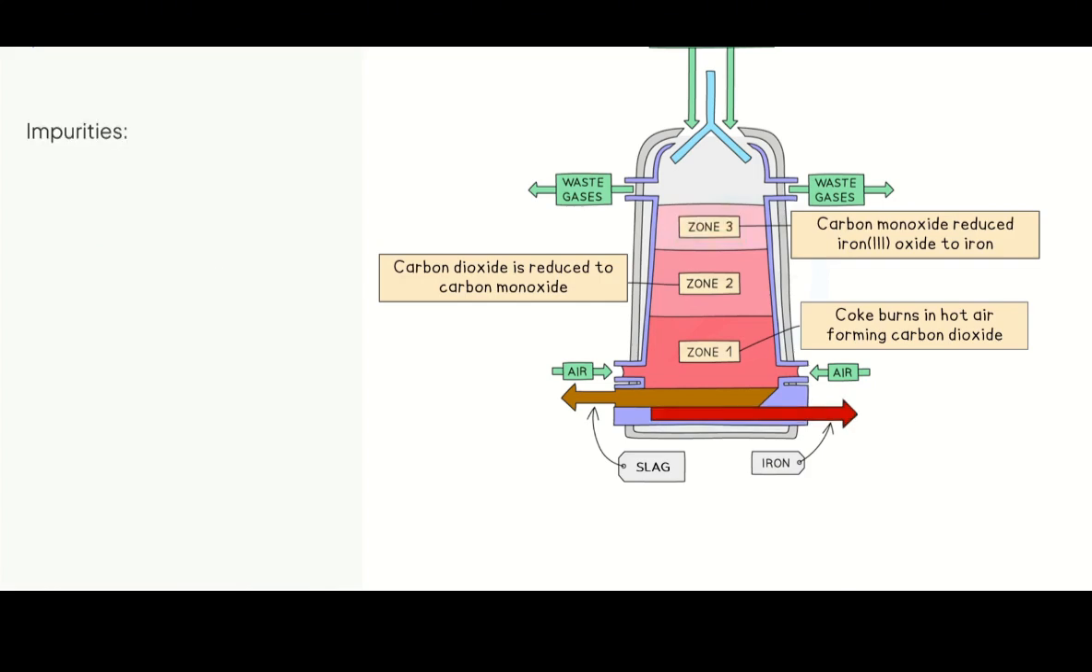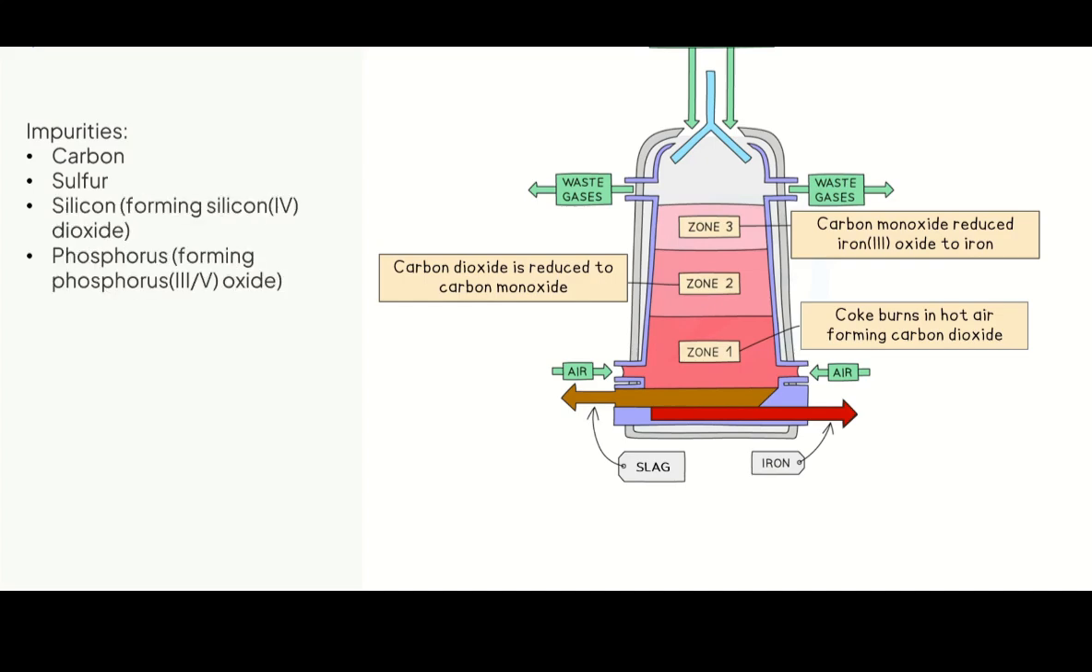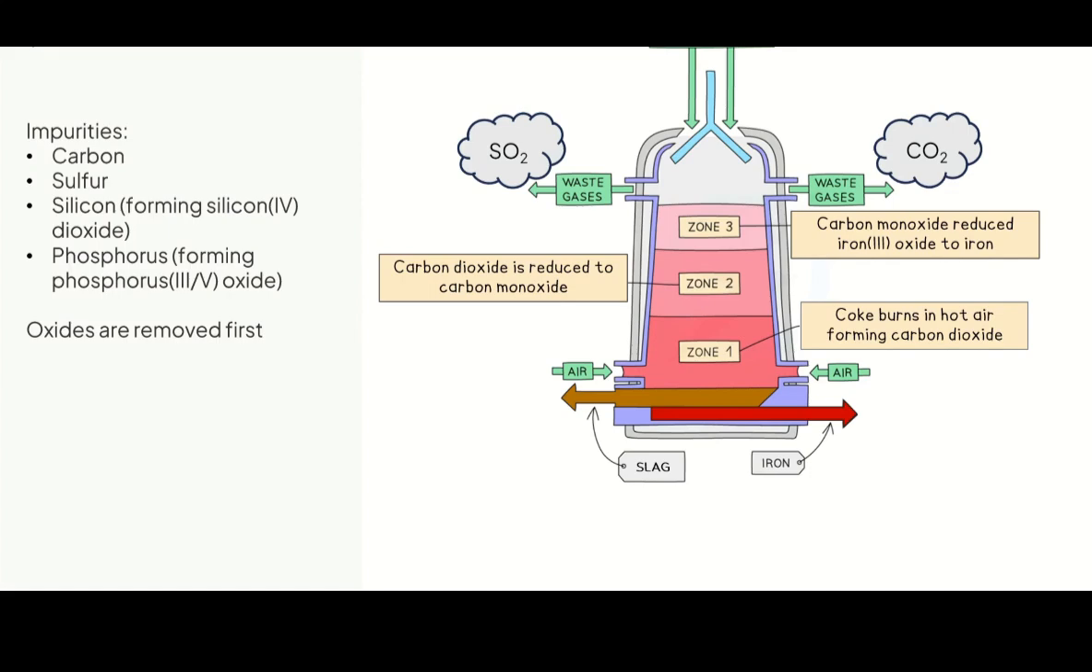There are impurities in the hematite which must be removed. These are carbon, sulfur, silicon, and phosphorus. Carbon and silicon are the most commonly asked about. The impurities first react with the oxygen blown in and form oxides. If the oxide is a gas, then it will escape out of the top of the blast furnace.